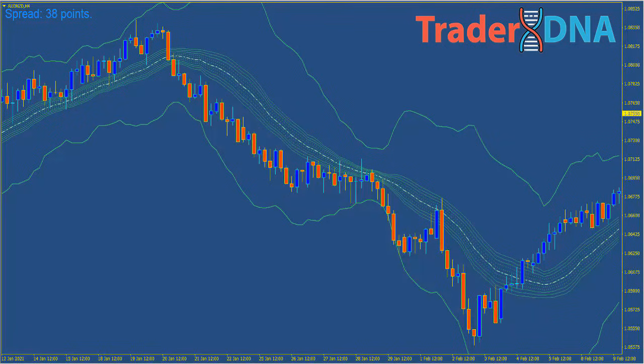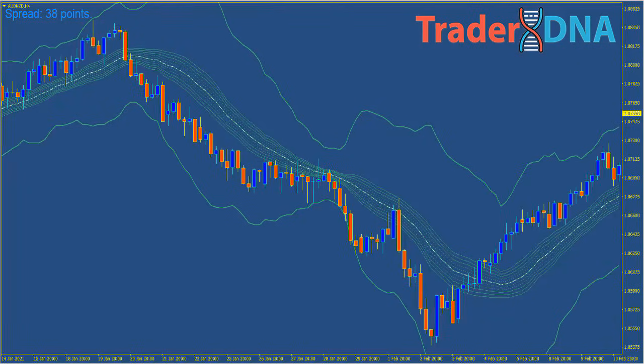The exit point can either be on a close above the 20 SMA zone or depending on the level of risk tolerance. Those using the midline as a stop can manually move their stops along the 20 SMA zone as price moves downwards.